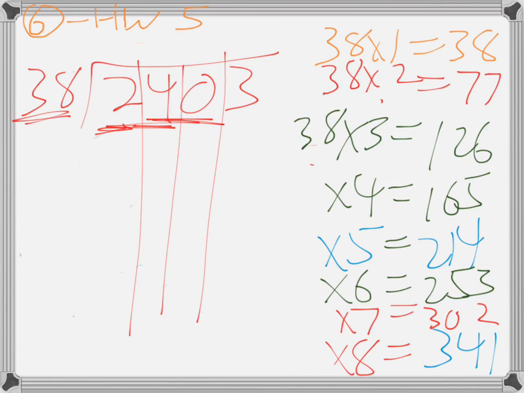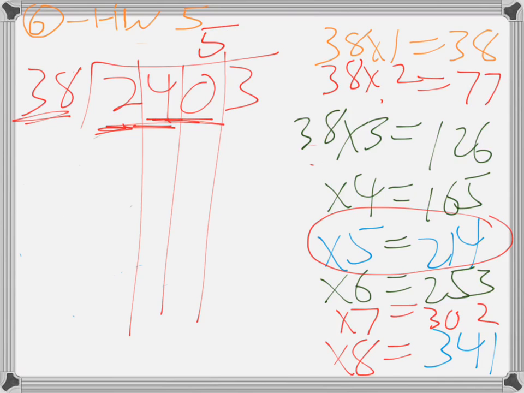Can it go into 240? Yeah. What's the biggest amount? Look over there on the right side. What's the biggest amount that's just below 240? Yeah, right there. Times 5 is 214. If you went up to times 6, that'd be 253, too much. So I'm going to go times 5, and where am I going to write that 5?